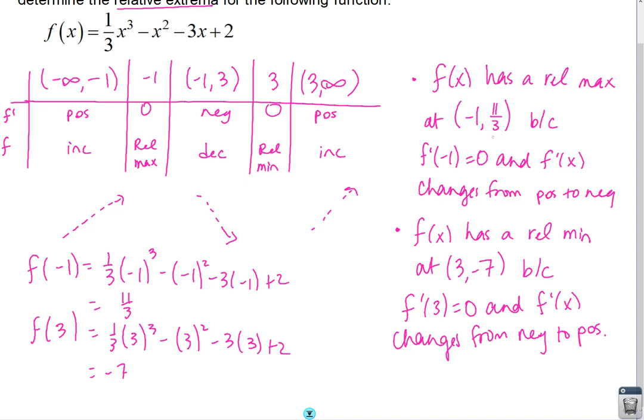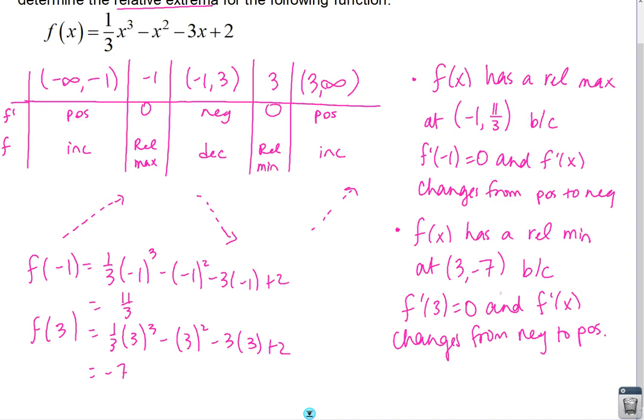I need to also justify how I know that. So the first part is, how do I know -1 is a critical number? -1 is a critical number because the derivative is equal to 0 at -1. And then I specified how I know that it's a relative maximum. That's because my derivative changed from positive to negative. I know that if it changes from negative to positive, it's a relative minimum, and that's what I have down here for 3, -7. Okay, I hope that makes sense.